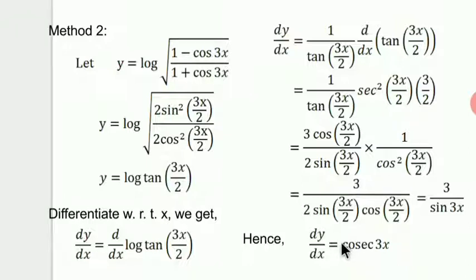Students, I forgot here to write 3. Make here a correction in the answer: 3 cosec 3x. That 3 is here. So in both cases we get the same answer.